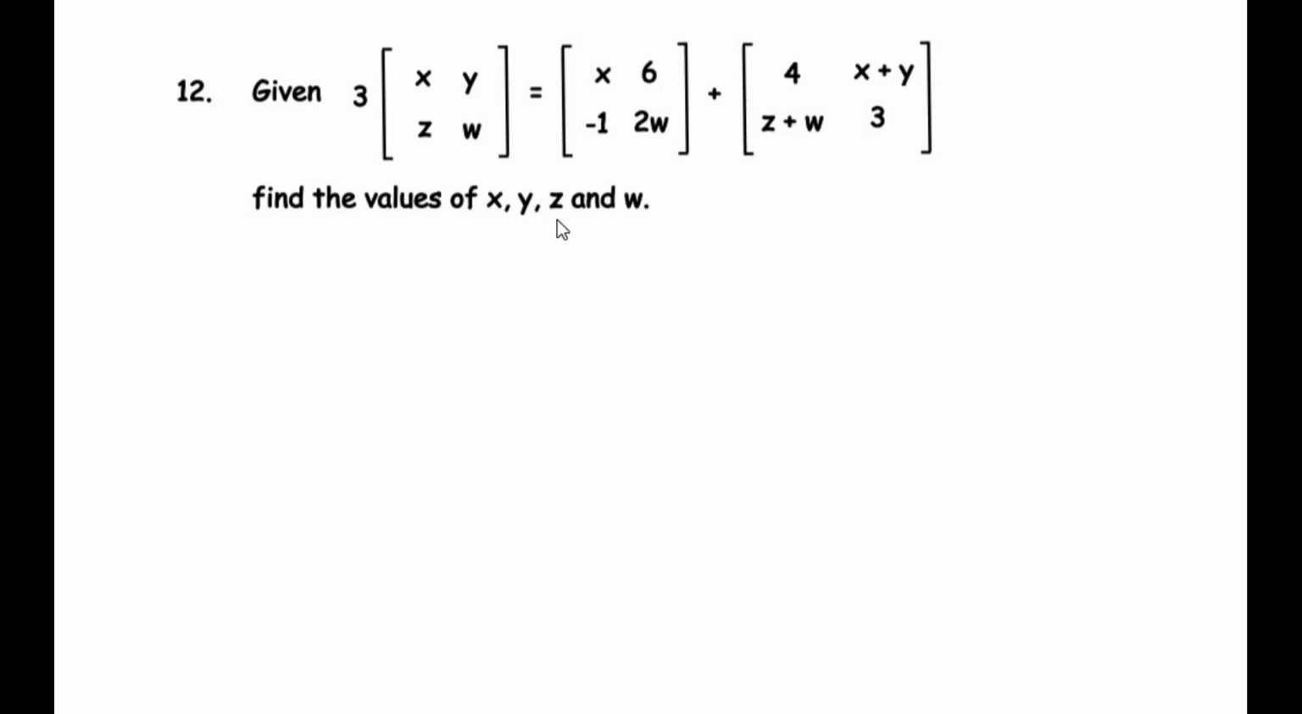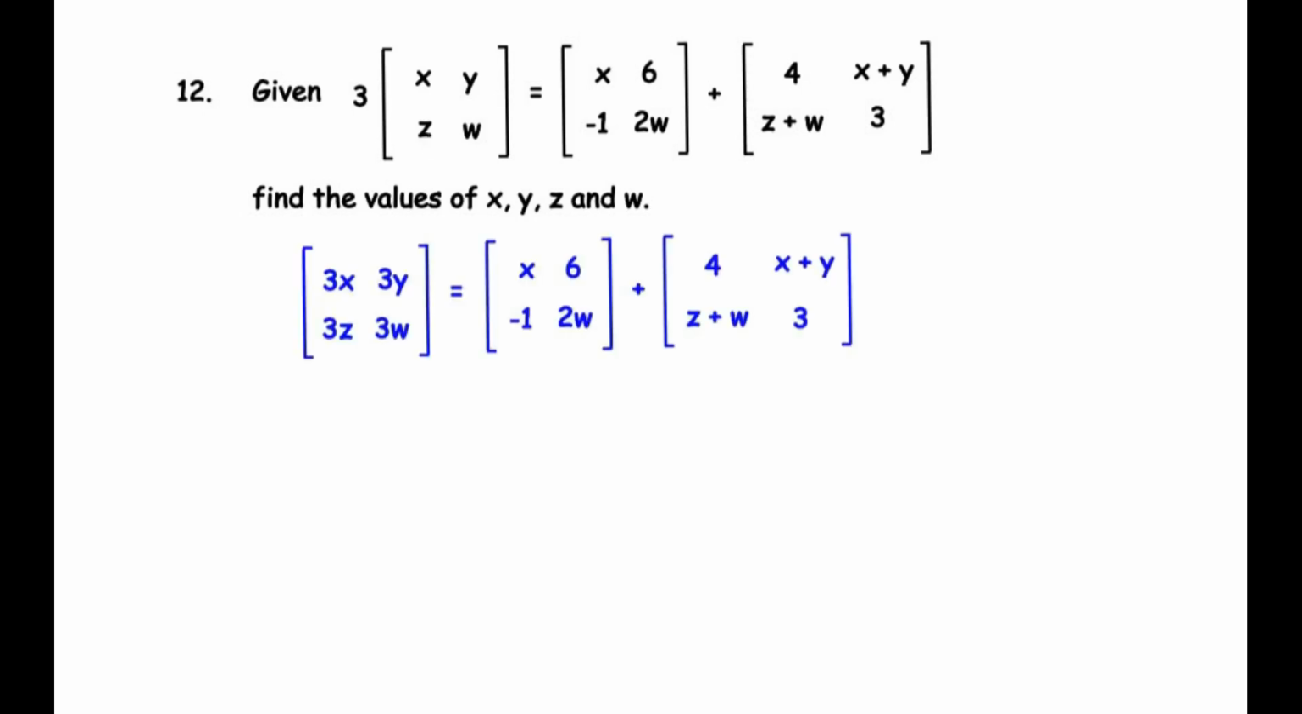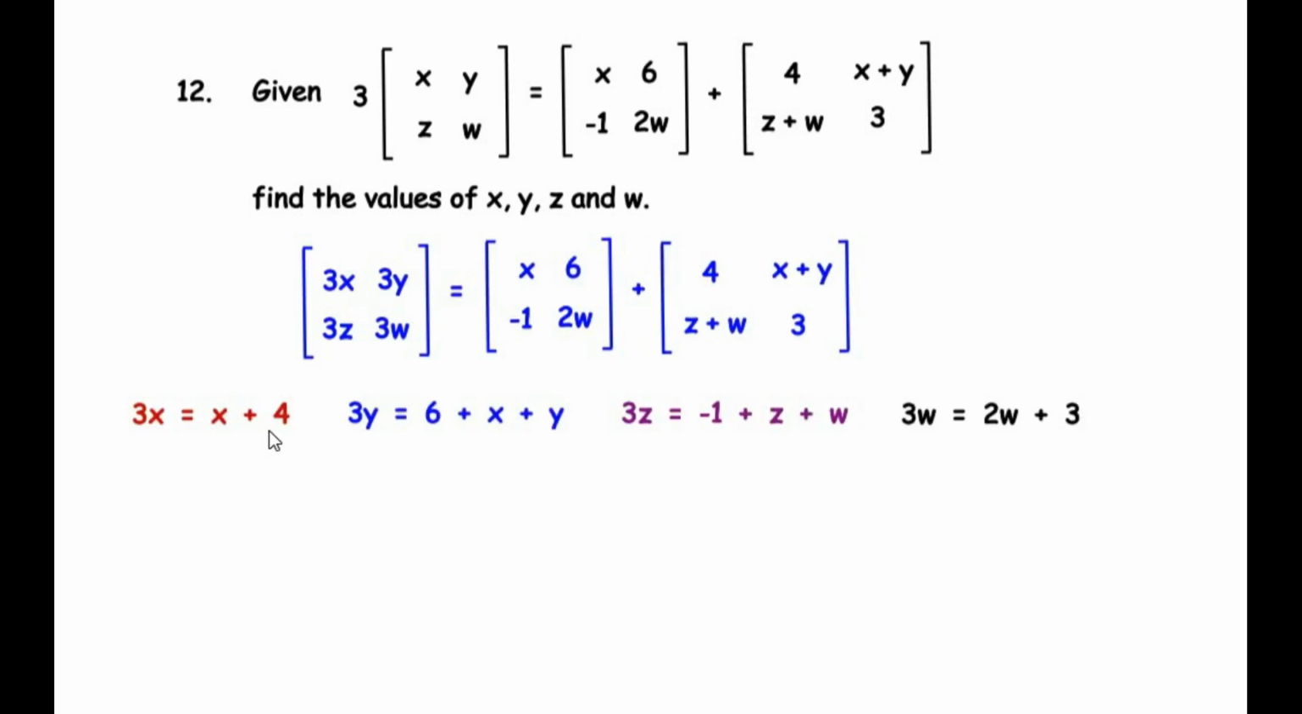Find the values of x, y, z and w from the given matrix equation. Now let us begin by multiplying the given scalar quantity 3 with its matrix. So the first matrix we get is 3x, 3y, 3z and 3w is equal to, the rest of the two matrices will remain the same. Now since the order of the matrices are same, using the law of equality of matrix, we are going to equate the first element with the first elements. So 3x will be equal to x plus 4. So we have written the first equation.